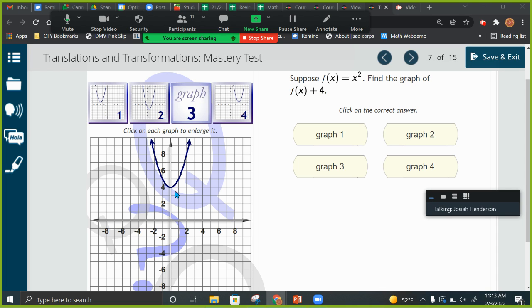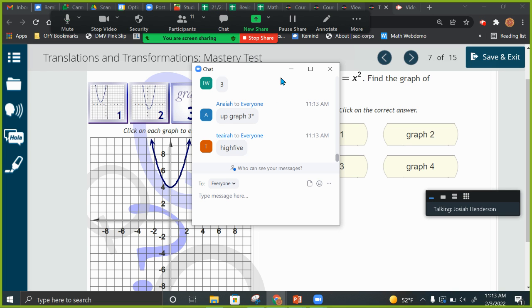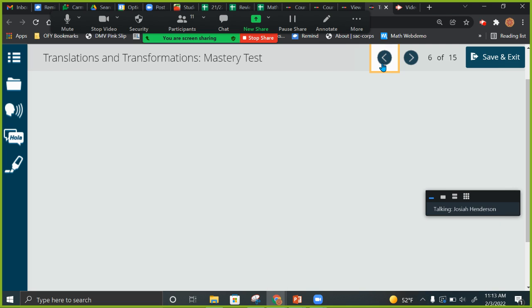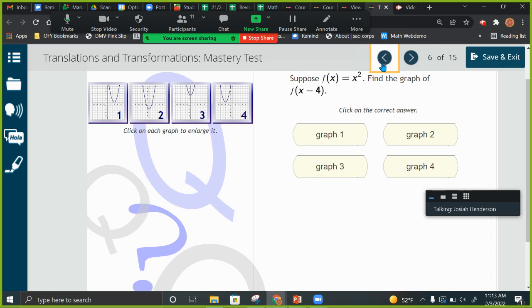And I'm seeing a lot of people saying Graph 3, up 4. High fives. Boom, real high five from far away. It's real because I mean it. Love it. Love doing math with you guys. High five. Okay, cool. Let's try another one where it's inside the parentheses.